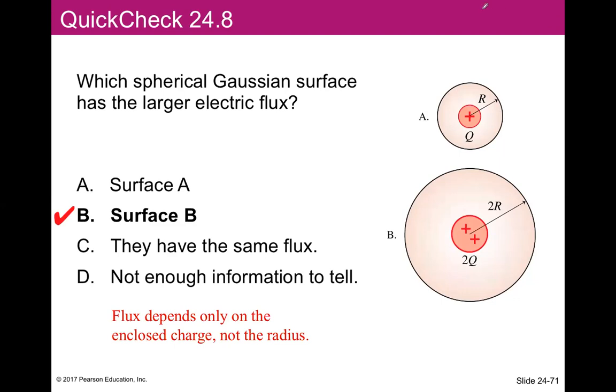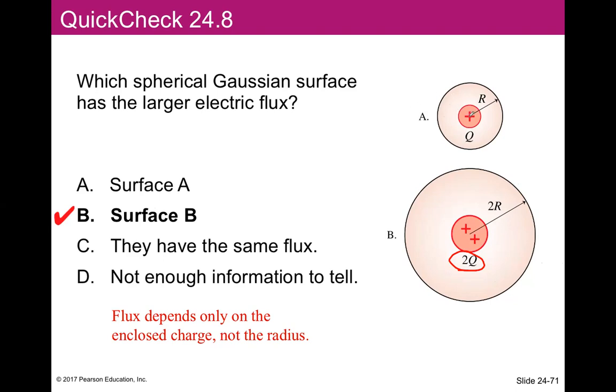Sorry. It's very misleading. When I take a look at the example, I thought it's Q and Q. But actually, if you take a look at the charges, it's double the Q. So surface B has greater electric flux. Okay, since we're on this topic, now let me give you another question.